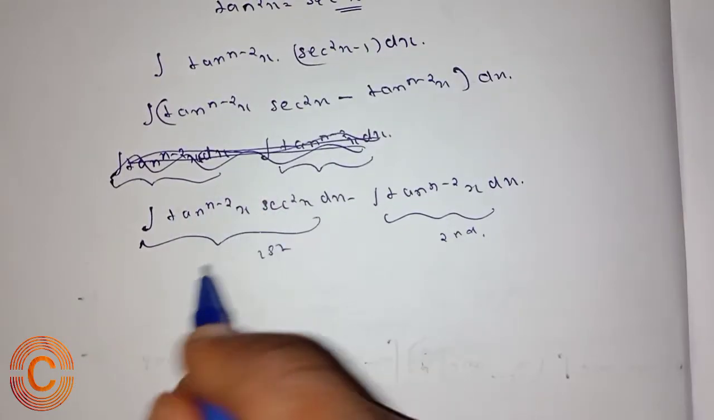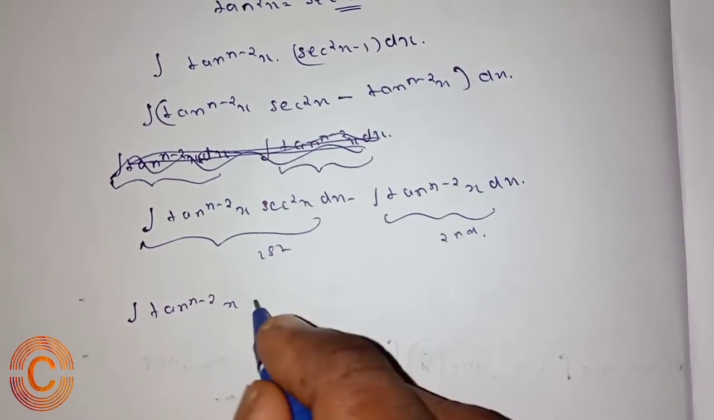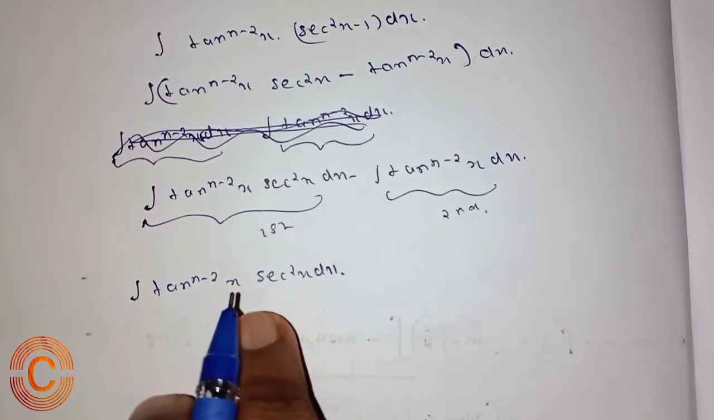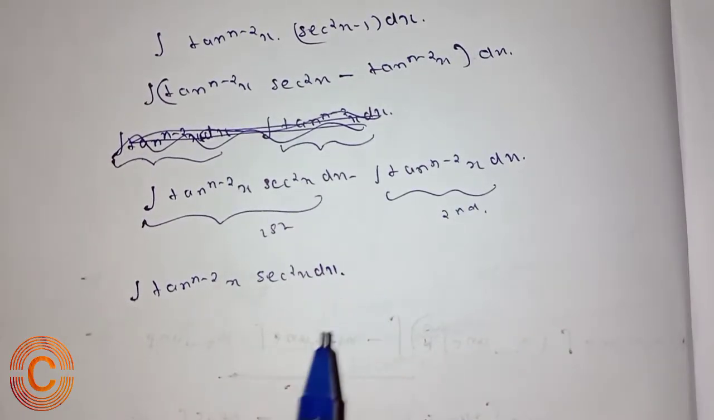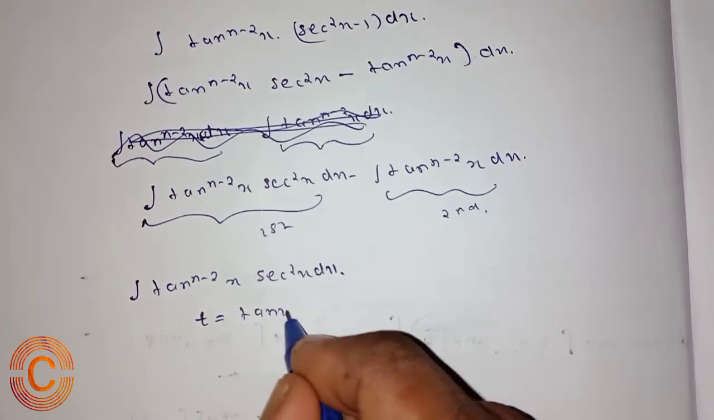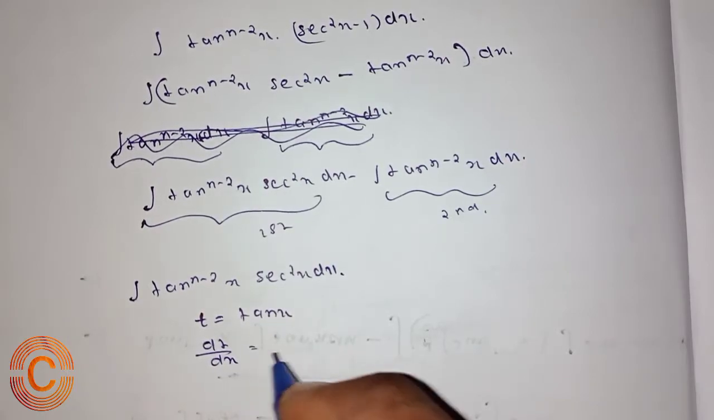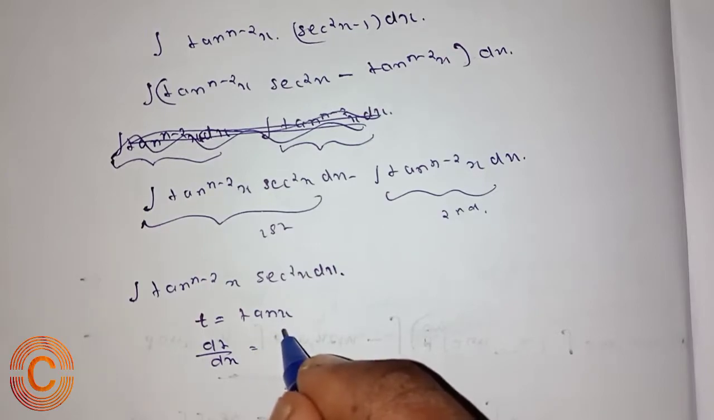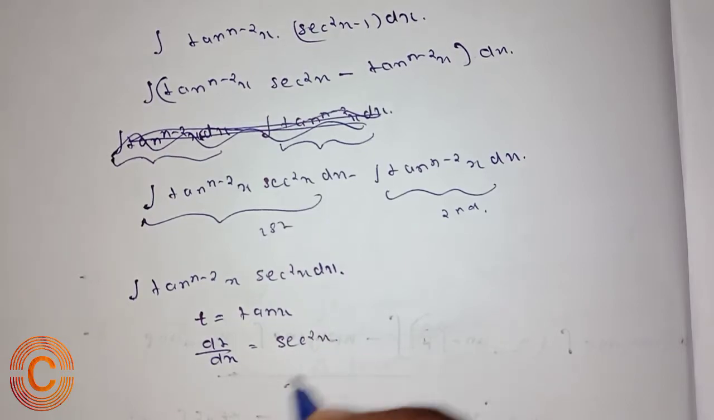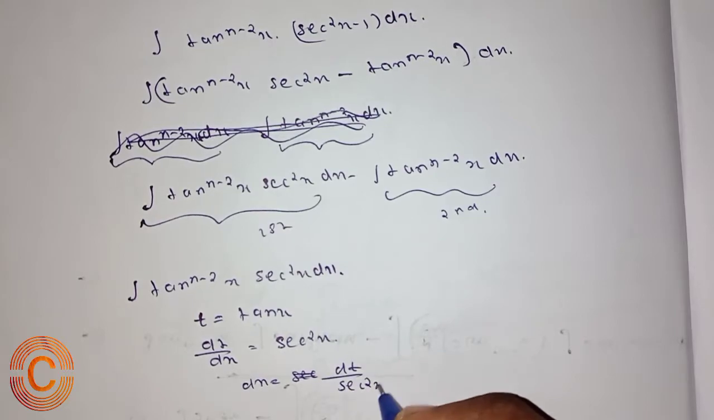In the first term, the integral of tan^(n-2) x into sec square x dx, put a substitution and find a proper solution for this term. Put t equal to tan x. Then find dt divided by dx, the derivative of t. It becomes the derivative of tan x, which is equal to sec square x. Then the value for dx becomes dt divided by sec square x.